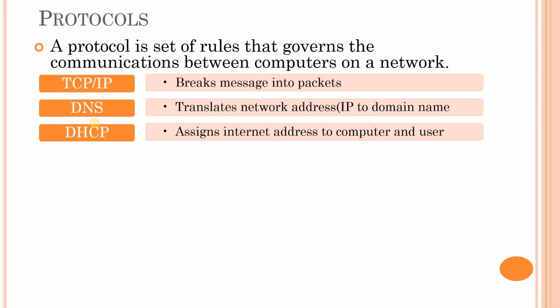The next one is DHCP. DHCP stands for Dynamic Host Configuration Protocol. This protocol can automatically assign internet addresses to computers and users. So whenever we are using internet, our computer or the user will get an IP address. And this work is done by DHCP protocol.